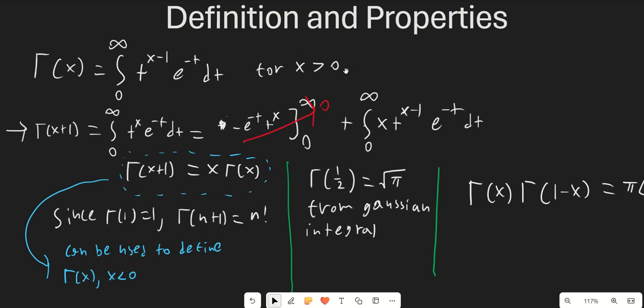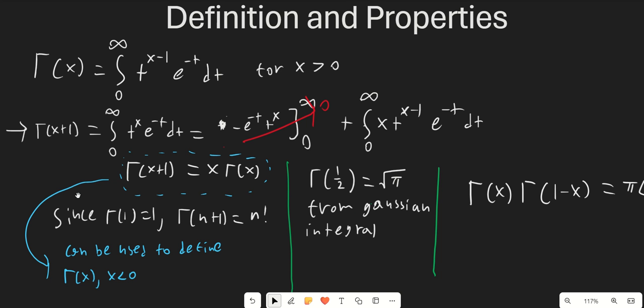Its most important identity right here is if we go ahead and take gamma of x plus 1, we get this integral right here. And if we apply integration by parts, integrating e to the negative t and then differentiating t to the x, we'll find that this term will just disappear, and then we'll get this integral right here, and notice that this is just gamma of x times x. So this tells us that gamma of x plus 1 equals x times gamma of x, which is an incredibly important recurrence relation for the gamma function, and it allows us to calculate a lot of values of the gamma function.